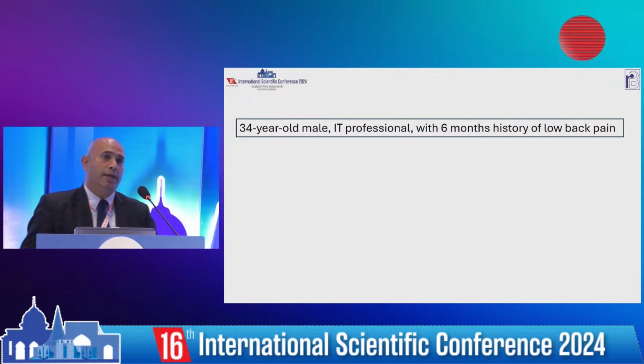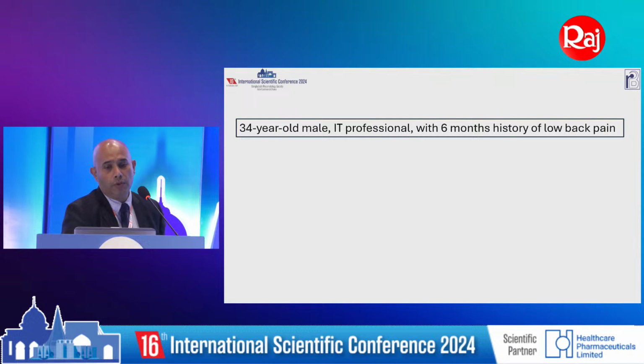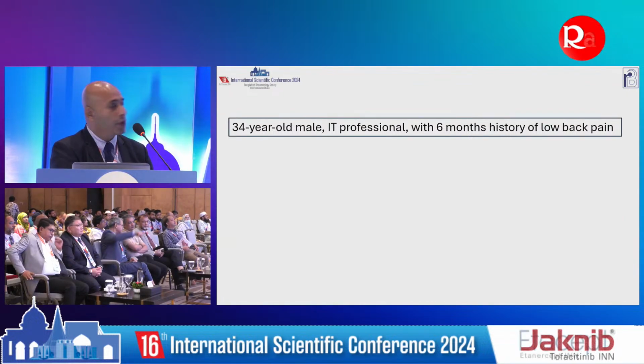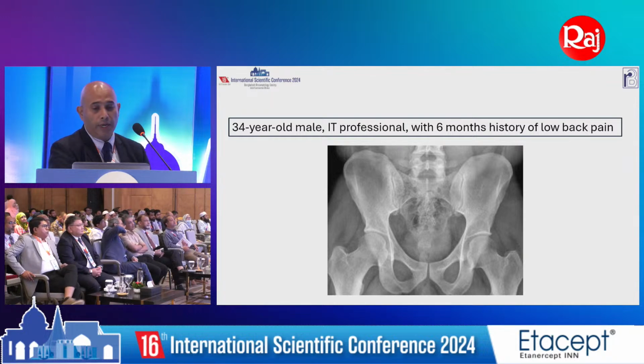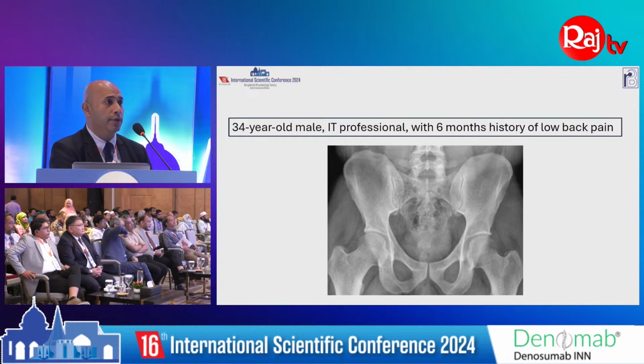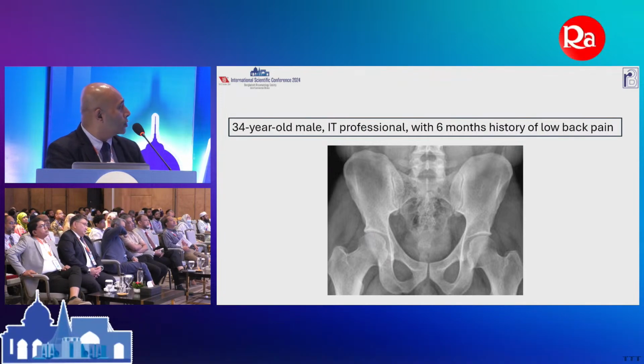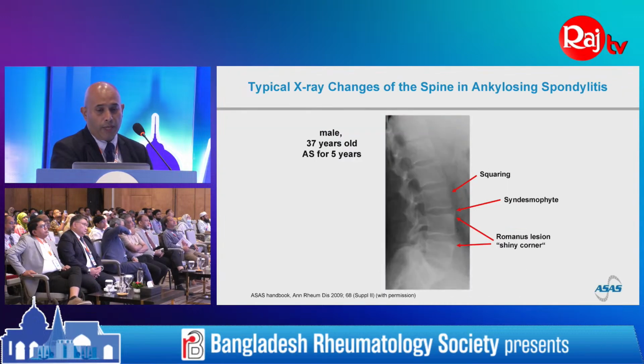Now, when you come to diagnosis, let's talk about this gentleman whom I saw about a few months ago. He's a 34-year-old man, an IT professional with a 6-month history of low back pain. Somebody took an X-ray which looked pretty good, except for maybe on the left side there's a bit of a hazy thing. You can argue on that, but overall this looks pretty okay. I'll come to that in a bit.